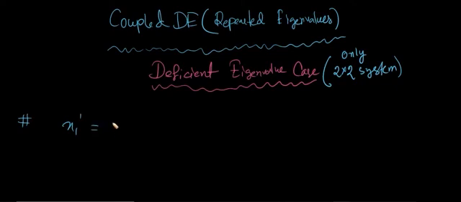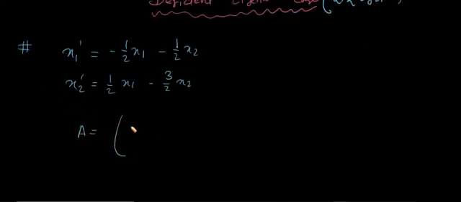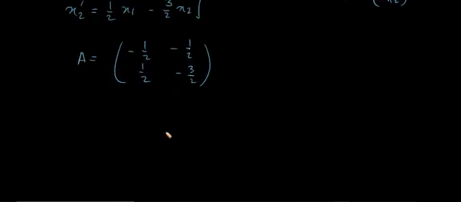So this will be x1 prime equals minus 1/2 of x1 minus 1/2 of x2, and x2 prime is just 1/2 of x1 minus 3 by 2 of x2. And again you can easily see that the coefficient matrix is just minus 1/2, minus 1/2, 1/2, minus 3 by 2. And since this equation is in the format of capital X, a column vector, with the prime meaning the column vector consisting of x1 prime and x2 prime, it is X prime equals A times X. If you recall, X was just x1 and x2, and X prime was just x1 prime and x2 prime.